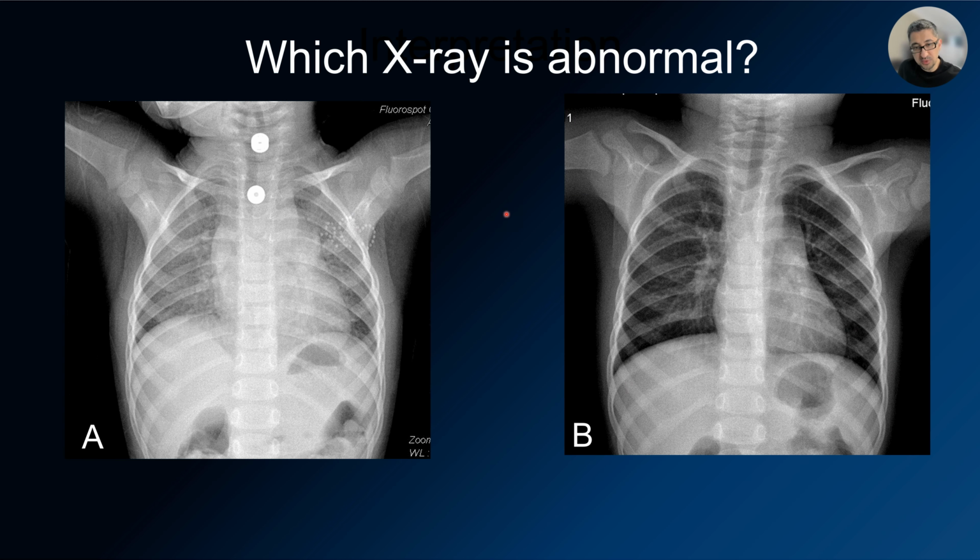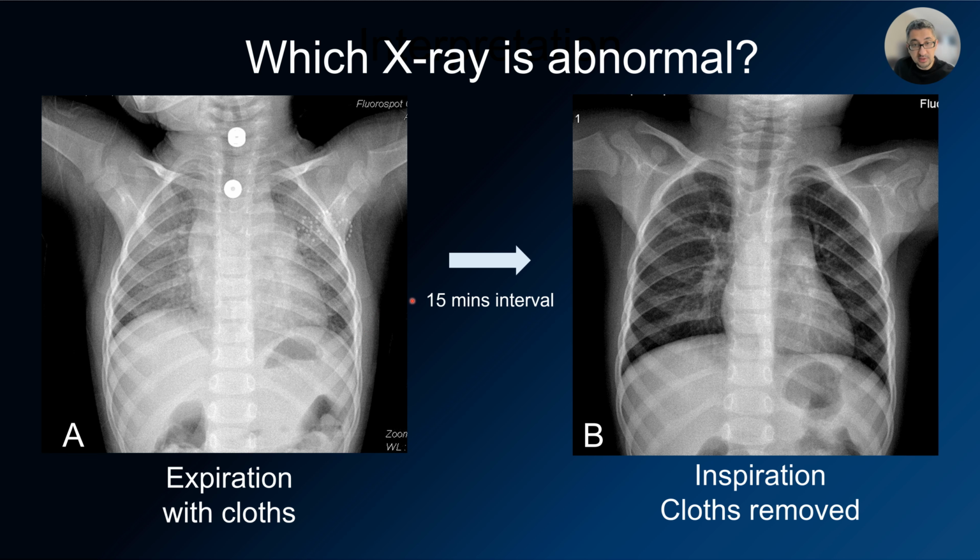Let me continue with a question here. If I ask you which X-ray is abnormal, A or B? Most would say A is abnormal. Even the pediatrician who consulted me on this case thought there was an enlarged heart, mediastinum, maybe some lymph nodes, and diffuse hazy lung opacities. However, these X-rays are actually of the same patient with just a 15 minute interval.